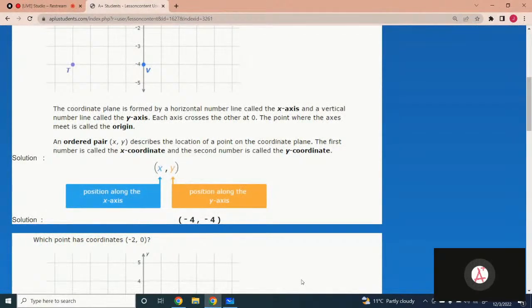The coordinate plane is formed by a horizontal number line called the x-axis. That's what I've explained in the first lesson, like I explained in the quadrants and axis. Got it? The coordinate plane is formed by a horizontal number line called the x-axis and a vertical number line called the y-axis. Each axis crosses the other at zero. The point where the axes meet is called the origin. Got it? An ordered pair describes the location of a point in the coordinate plane. The first number is called the x coordinate and the second is called the y coordinate. Got it? If you have a point on a graph, you will write the answer in the coordinate form.